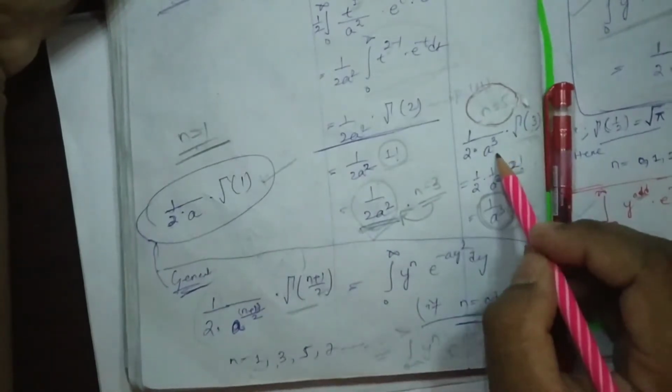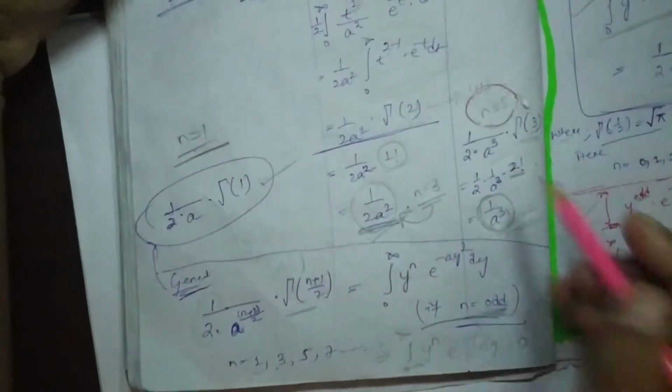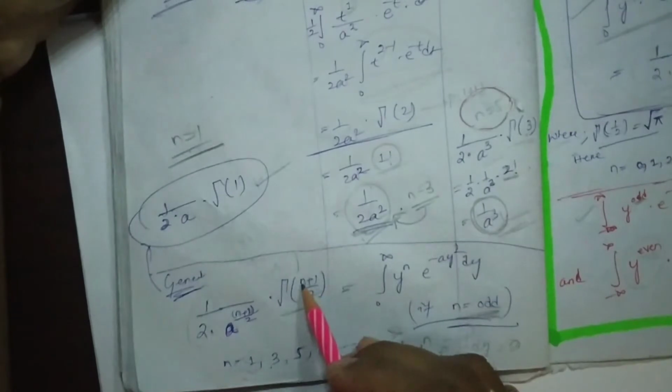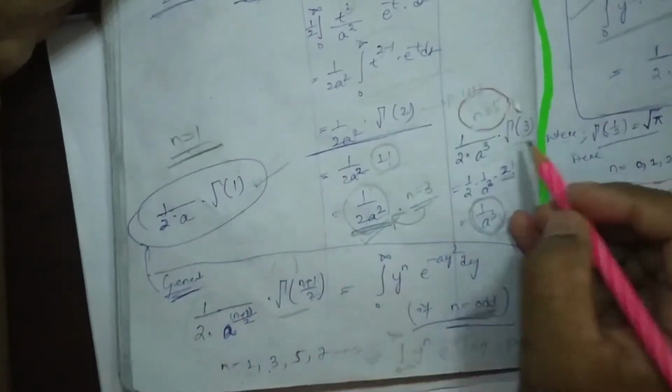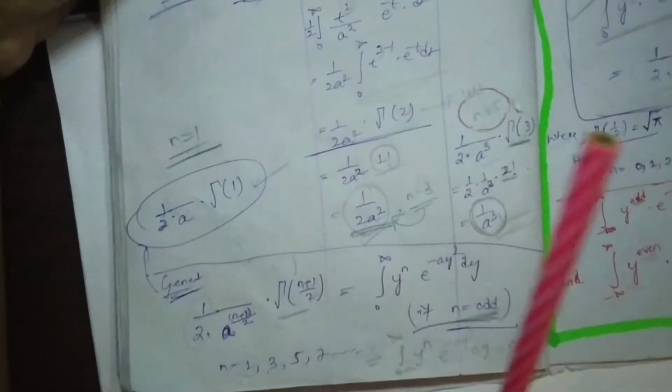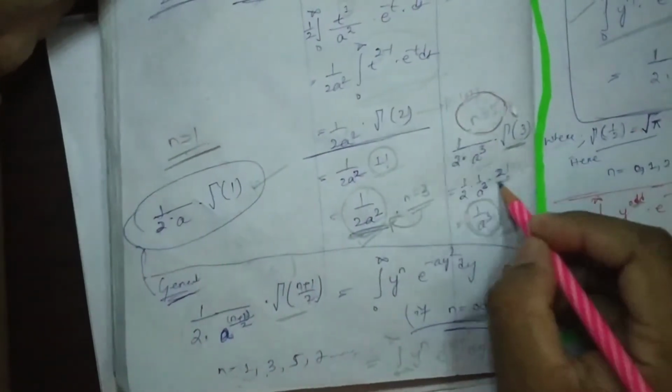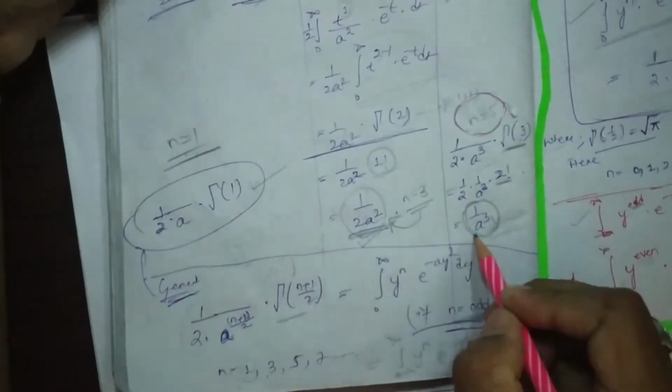So a to the power 3 is there. Then (n plus 1) by 2, that means (3 plus 1) by 2, that is 2... so gamma 3. Gamma 3 is nothing but 2 factorial. We know that gamma 3 is nothing but 2 factorial, and we got the same answer.